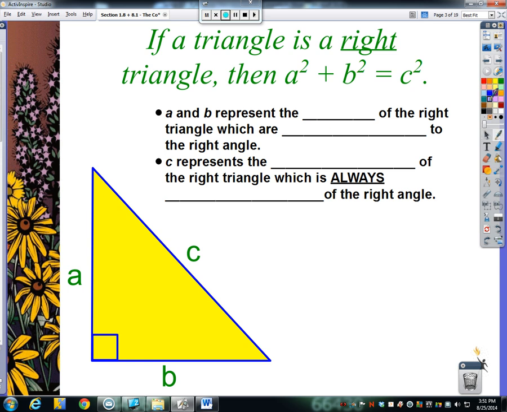Let me click that. There we go. Let's change the color up. Come on, work with me here.